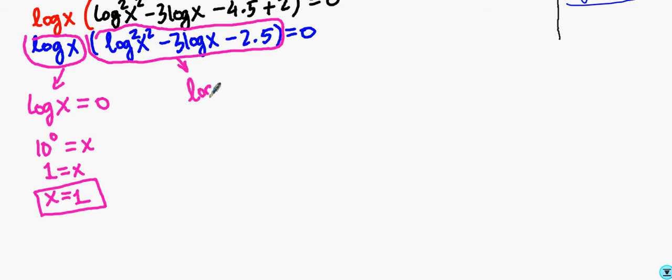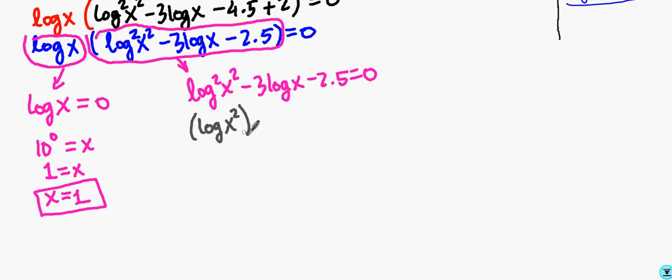So we have log of x squared minus 3 log x minus 2.5 equals 0. I would like to rewrite this thing here. Instead of writing that exponent here, just so it's clear, I'm going to rewrite it as log x squared to the second power minus 3 times log x minus 2.5 equals 0.